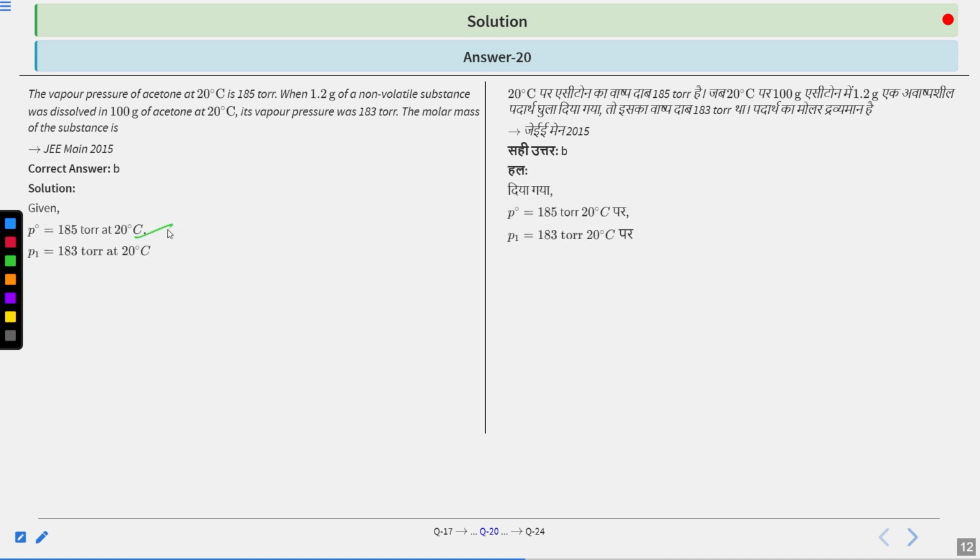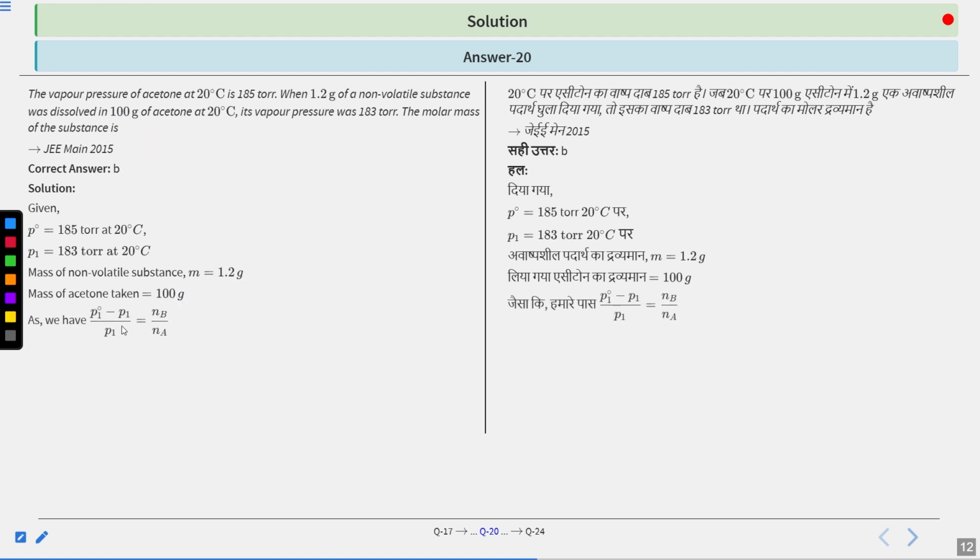So P naught was given 185, and after the addition of this non-volatile substance, it is 183 torr. Now the mass of the non-volatile substance is given as 1.2 gram, and the mass of acetone is taken as 100 gram. Next, this is the formula: (P1 naught minus P1) by P1 is equal to nB by nA, where we have neglected the number of moles of B. So we have written nA plus nB approximately equals nA.